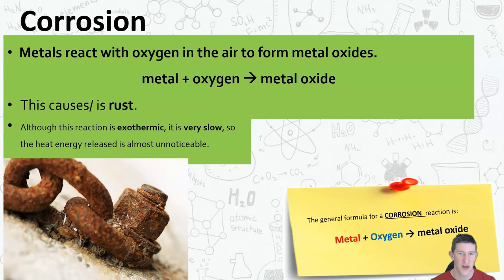It's actually exothermic. So rust, or that oxidation reaction, the corrosion, is giving off heat. But because it's such a slow process, the heat energy that is released is basically undetectable because it takes so long to do. But it's actually giving off heat. So it's the world's worst heater.